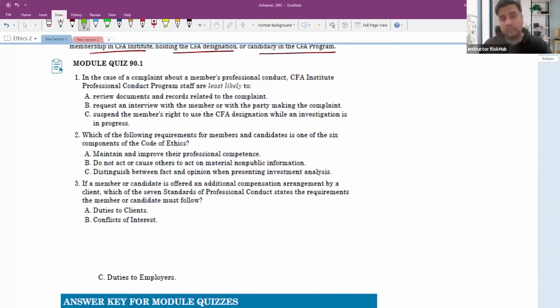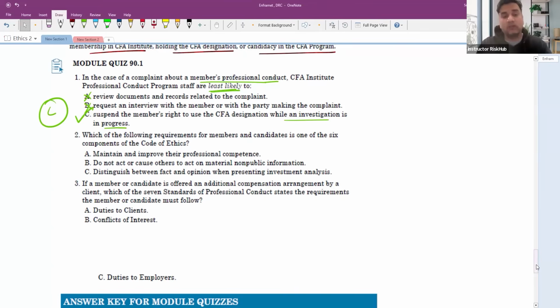In the case of a complaint about a member's professional conduct, CFA Institute Professional Conduct Program staff are least likely to what? Review documents and records related to the complaint? No, they will review documents, we studied that, so it's not least likely. Request an interview with the member or the party making the complaint? Yes, they can interview the complainant. Suspend the member's right to use the CFA designation while an investigation is in progress? No, unless they have done the investigation and come out with a proper conclusion, they can't suspend. That is least likely. We read it in the notes.